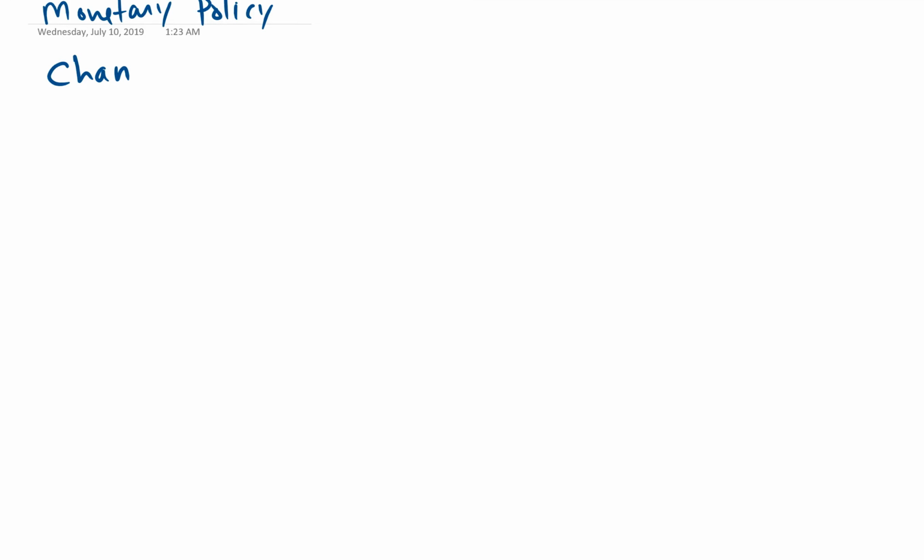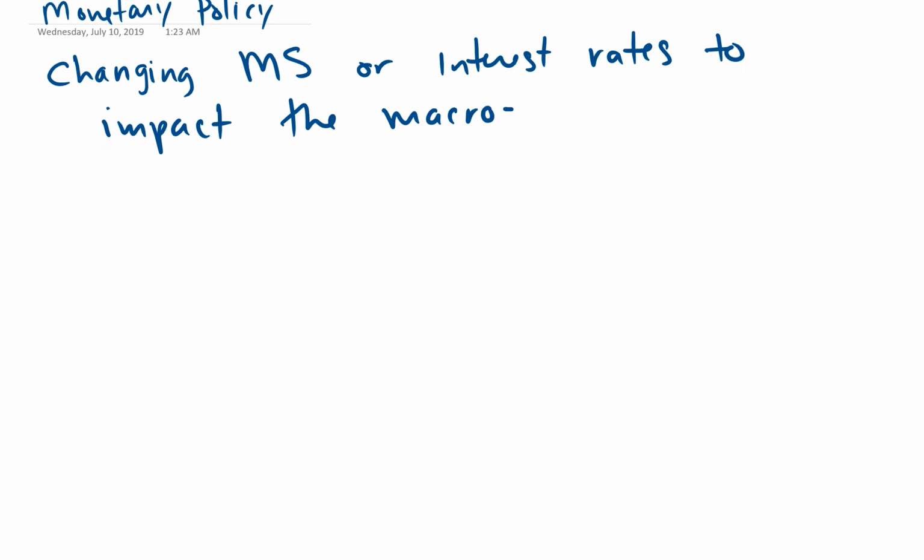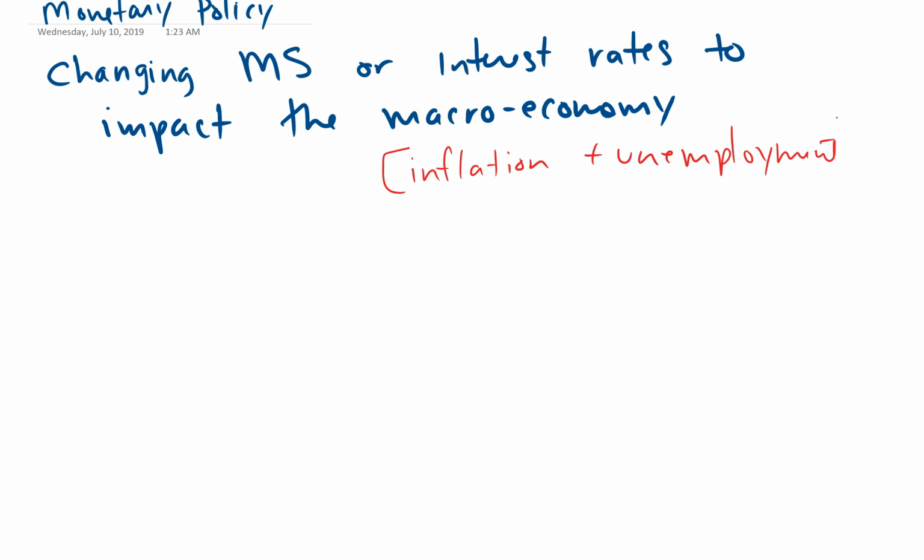In this section, we're going to talk about monetary policy. And remember, monetary policy is changing either the money supply or interest rates to impact the macroeconomy. And when we say the macroeconomy, what we're really talking about here is inflation and unemployment. Okay, so monetary policy is typically aimed at one of those two things, and it has very little to do with long-run economic growth.